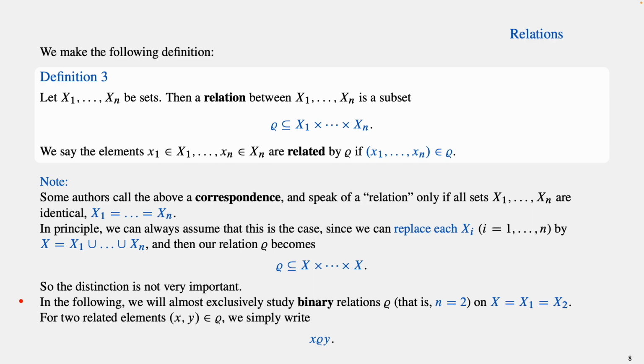Now in the following, we will almost exclusively study binary relations, so where we have two sets, n equal to 2, and we will usually have it that the two sets are identical. So in this situation, we will use the shorthand notation as follows. If two elements x, y are related by rho, we simply write x rho y. And when we look at concrete relations later on, such as the order relations, this notation will actually make a lot of sense.